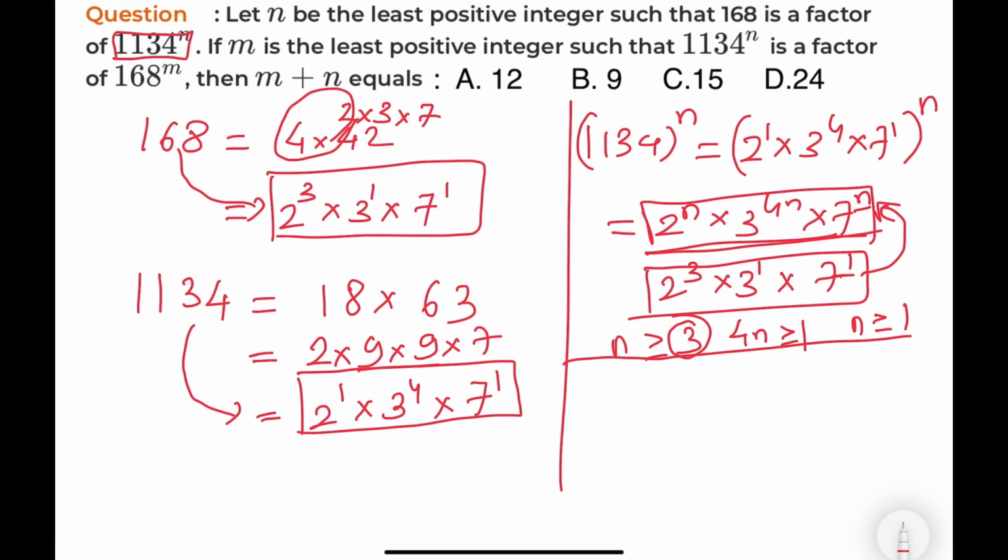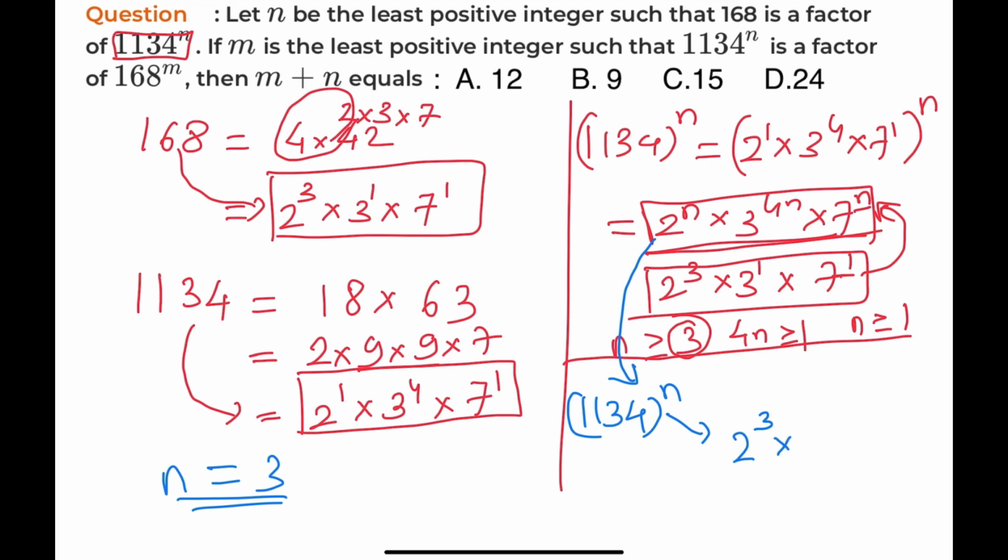I'll write it here. And therefore, we can now write the new form of 1134 raised to n. 1134 raised to n will be equal to 2 raised to 3 into 3 raised to 4 threes are 12, into 7 raised to 3. This is 1134 raised to n.